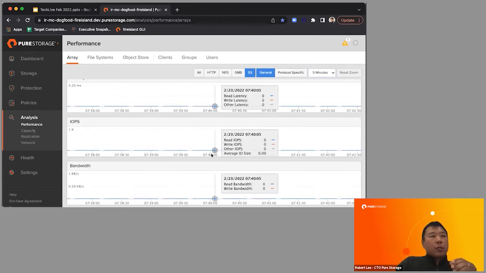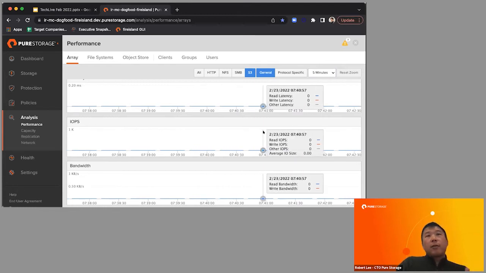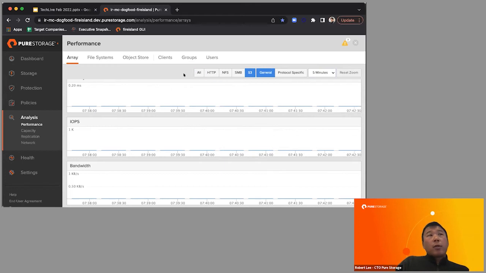Or on the object side, which when I checked in the system last night was running, and it doesn't look like there's much activity right now. Like I said, there's quite a bit of usage on this system.